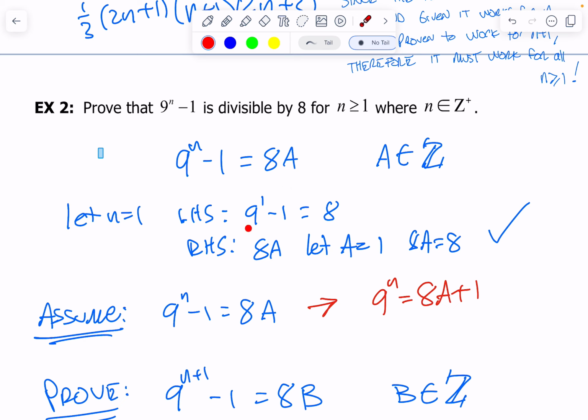So the left-hand side is, we start with n equal 1, and you plug in 1 there. 9 to the 1 power minus 1 is, in fact, 8. The right-hand side is definitely divisible by 8, because whatever a is, like say let a equal 1, then 8a would be 8, which is divisible by 8, and it checks out. So no matter what you pick for a, even if it's 10, right, you'd have 80, and 80 is divisible by 8, so both numbers would be divisible by 8.